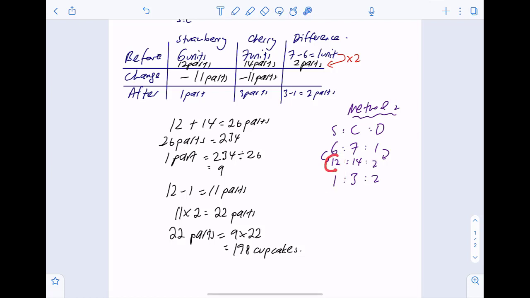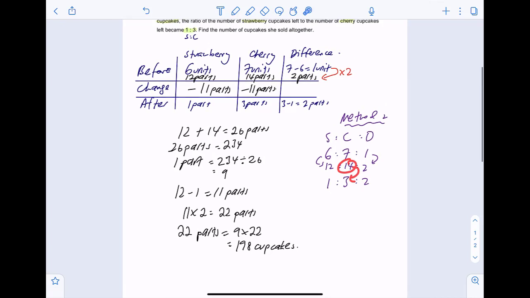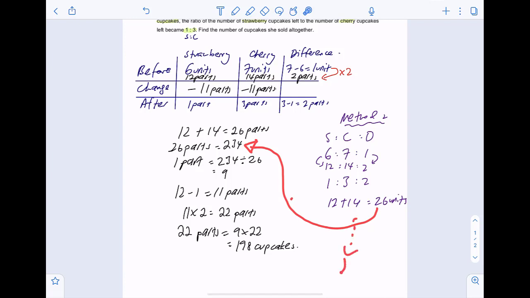And from there you can use units. Look at the strawberry, it reduced by 11 units. Look at the cherry, it reduced by 11 as well. So same thing. After this step, you can just use the exact same technique here. You can use units instead. So 12 plus 14 at the start. The total number of units is this, 26 units. And from here, the method is exactly the same. Instead of parts, you just use units. So at the end, you should be able to get that 198.